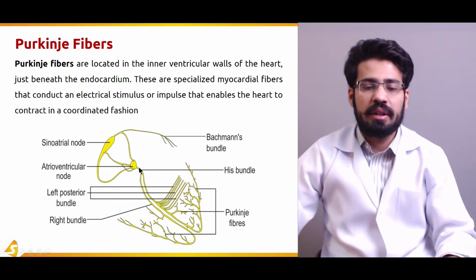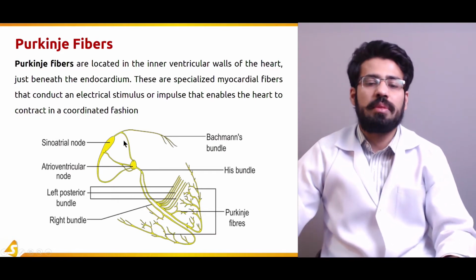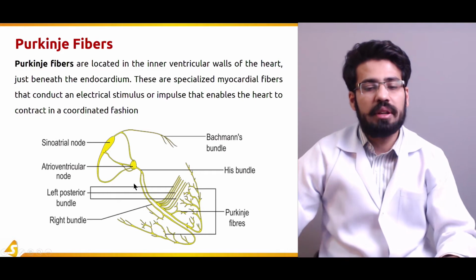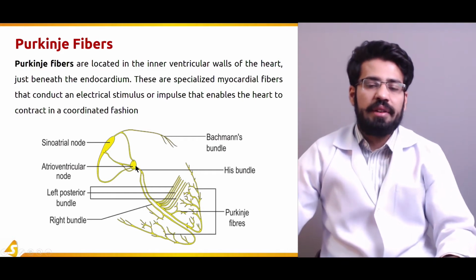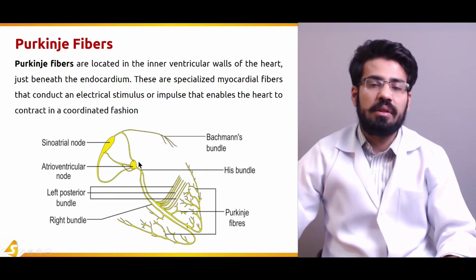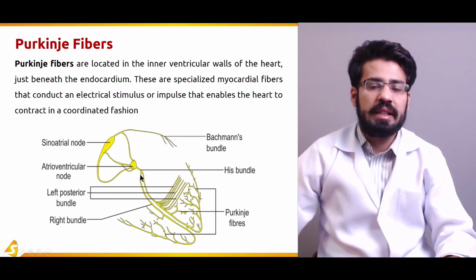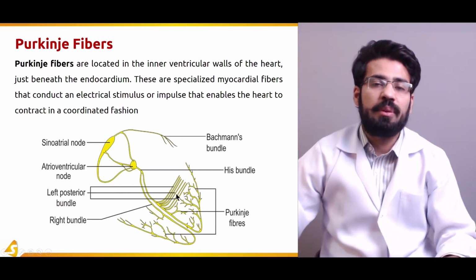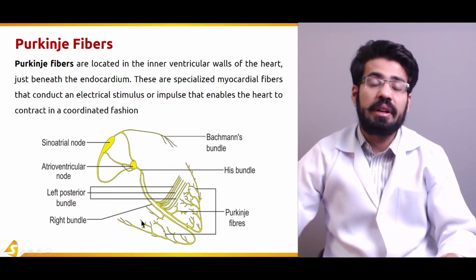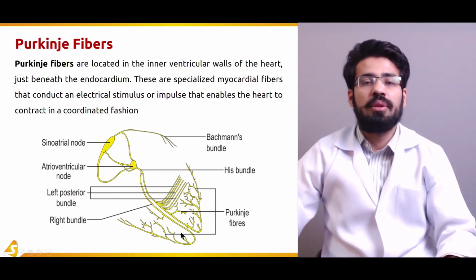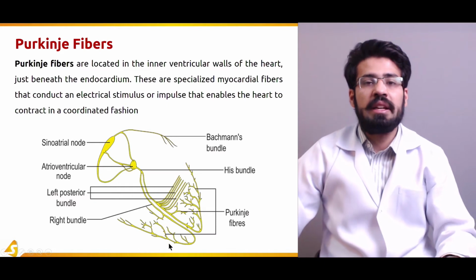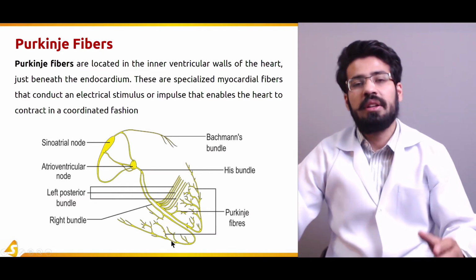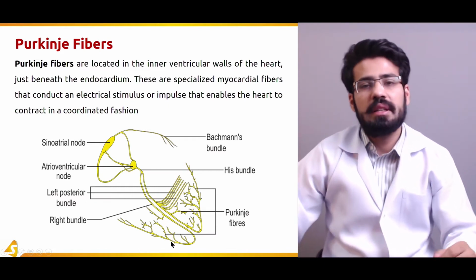The atrioventricular node is present at the junction between the atrium and the ventricle. The atrioventricular node then follows the His bundle. This His bundle then bifurcates and moves towards both the right ventricle and the left ventricle. So the contraction occurs in the ventricular systole during the QRST wave of the ECG, which we're going to discuss in detail.